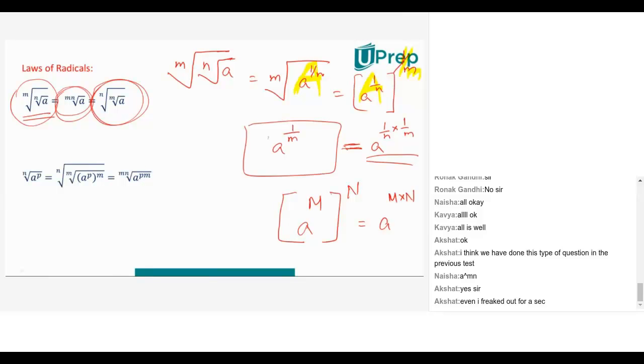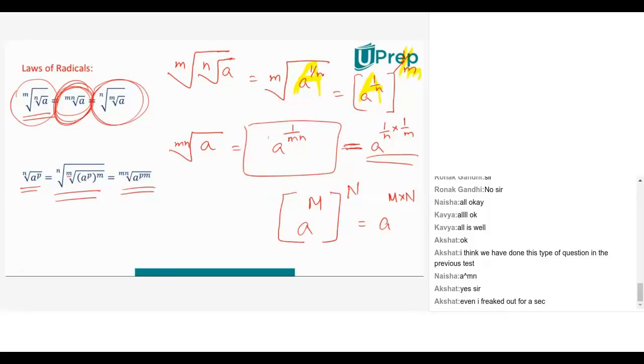What do you mean by nm or mn? You can write anything, 1 by mn. So what is a power 1 by mn? I can write this as mnth root of a. That's exactly what is written here. Very good, Akshat. So what it is trying to teach you is you can play around with them.